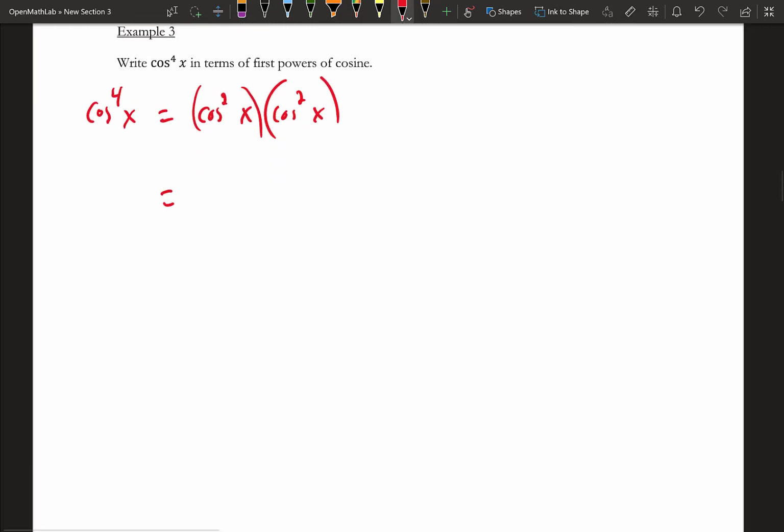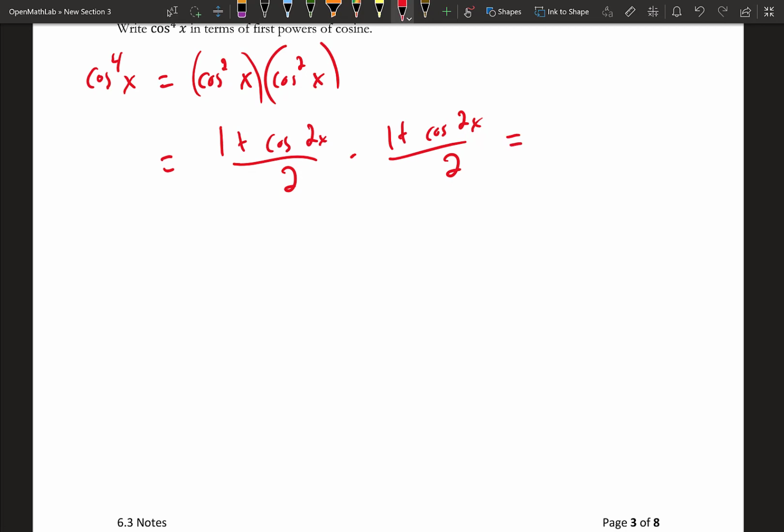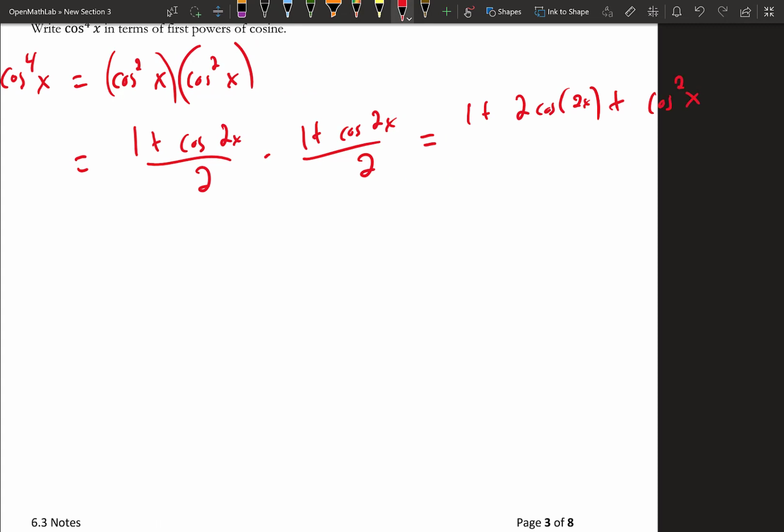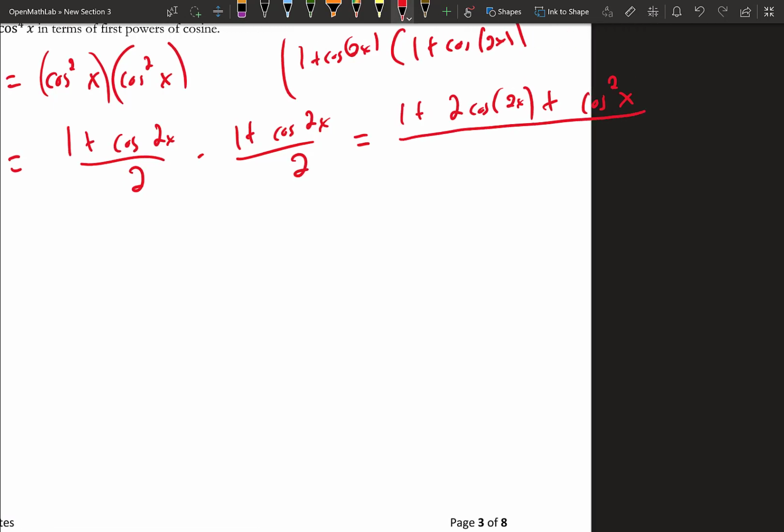So if I fill this in, using our formula that we just looked at, this would be 1 plus cosine of 2x over 2 times 1 plus cosine of 2x over 2, right? Just what we looked at before. So then this would be equal to, so we have to FOIL the top, right? So this would end up being 1 plus 2 cosine of 2x plus cosine squared of 2x, right? I have to multiply 1 plus cosine of 2x times 1 plus cosine of 2x. Right, you should get that. And this would be all over 4.